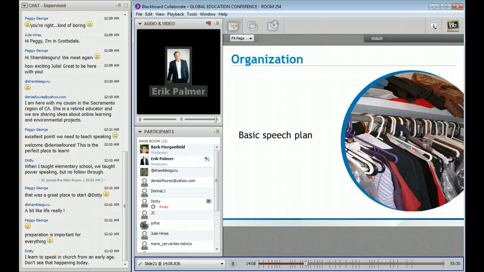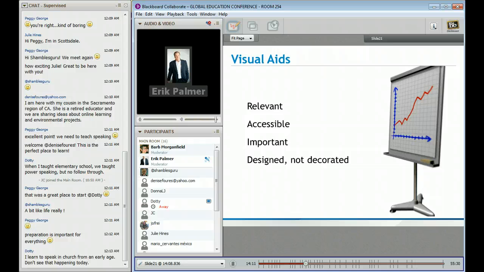That's important. And I worry about visual aids. As we talk to kids and present our information, are the visual aids relevant? Are they accessible? That is, does everybody, A, understand them, and B, can they see them? As we're designing for small devices, I'll talk more about that later. And this is something that adults have a problem with. Are the visual aids important?